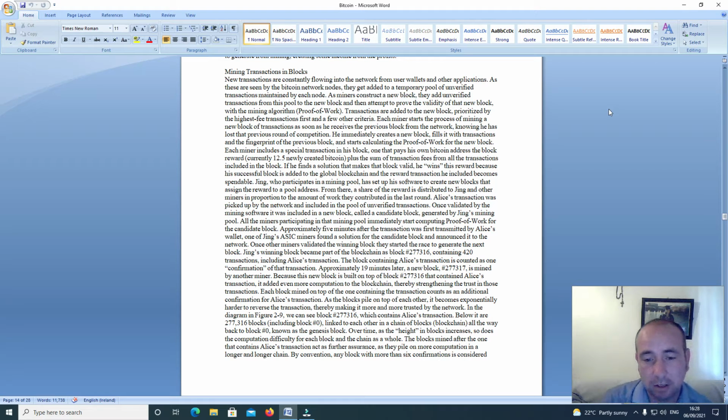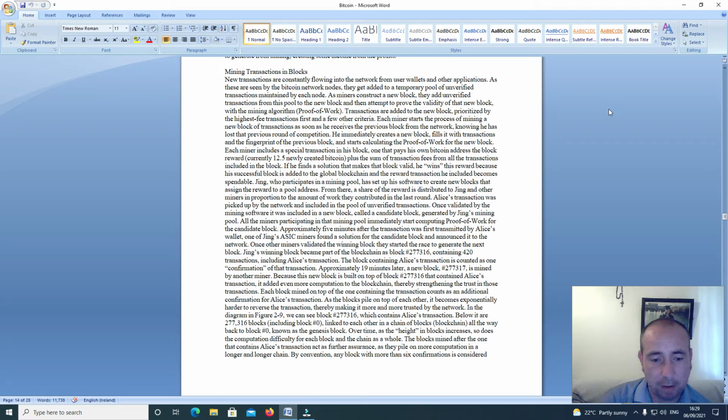Approximately 19 minutes later, a new block, hash 277317, is mined by another miner. Because this new block is built on top of block hash 277316 that contained Alice's transaction, it adds even more computation to the block, thereby strengthening the trust in those transactions. Each block mined on top of the one containing the transaction counts as an additional confirmation for Alice's transaction, thereby making it more and more trusted by the network.